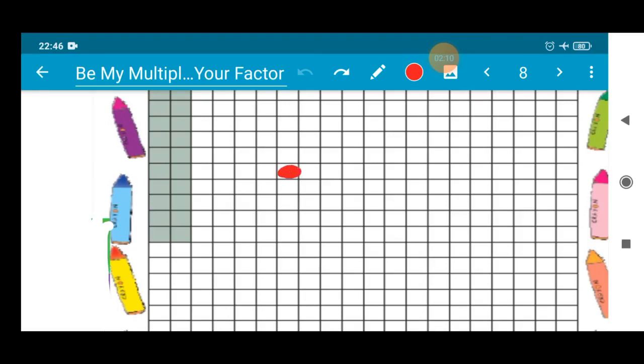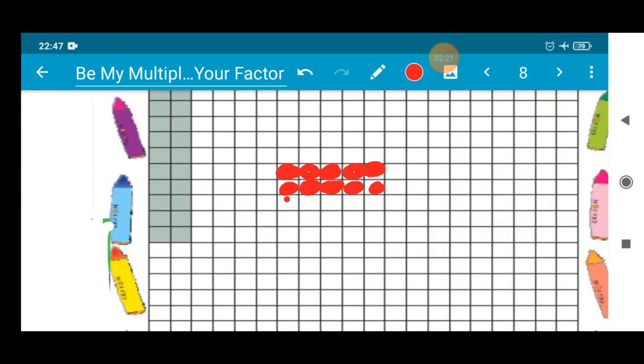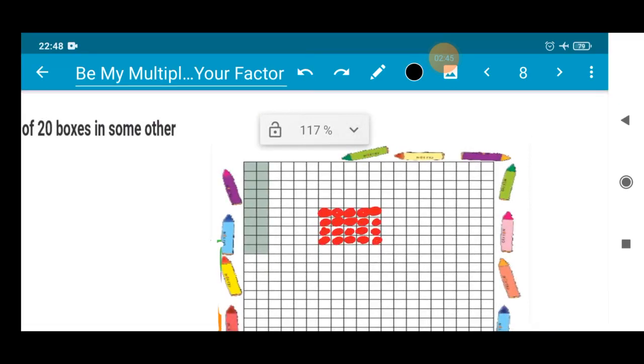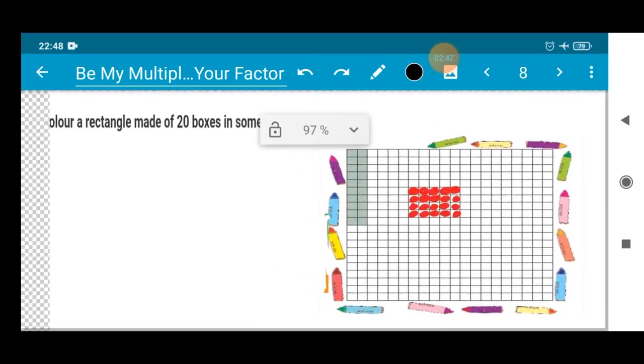Now in this part I am choosing 2, 3, 4, 5. Then I go to the next row: 10, 11, 12, 13, 14, 15, 16, 17, 18, 19, 20. So if I draw a boundary, aren't you getting a rectangular figure here? Just have a look. Yes, it is made up of 20 boxes, right? I hope you understood. You can choose any color to make a rectangle of 20 boxes.